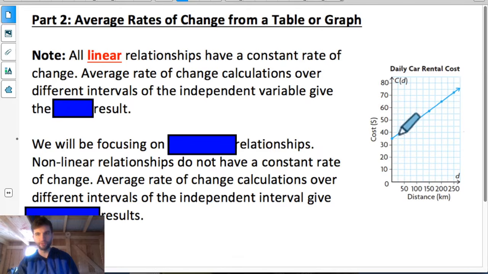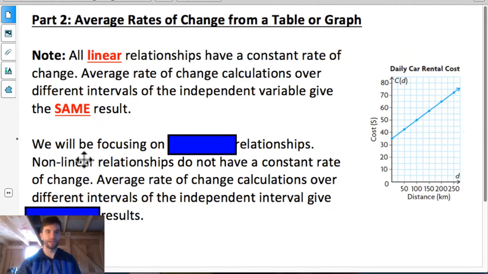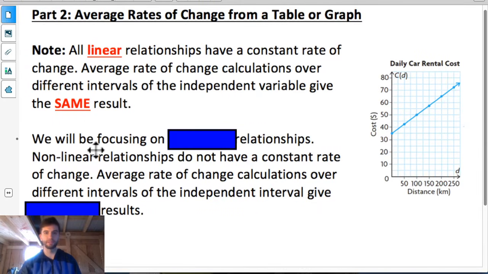If we were to look at this linear relationship, you learned in grade 9 that if we wanted the slope of that line, so the rate of change, you could use any pair of points on that line. You could find the slope between those 2 points or the slope between those 2 points. It wouldn't matter. It would all be equivalent. Linear relationships have a constant rate of change. So average rate of change calculations over different intervals, if you have a linear relationship, all give you the exact same result. That's why when you were doing slope in grade 9, it didn't matter which 2 points you picked. But in this course, we're going to be focusing on nonlinear relationships.